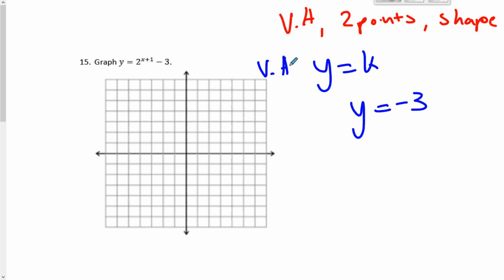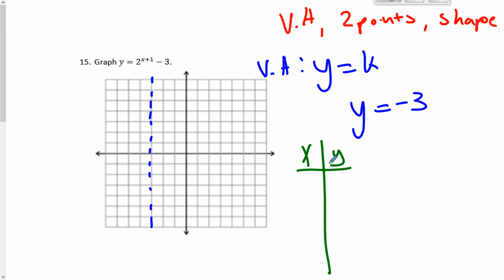So -3, 1, 2, 3. Put that in there. Now we just need our 2 points. So for 2 points, we can just make an xy table. What are some good x's to pick? You can pick any x you want to, but sometimes we want to pick x's so that our exponent will be both 0 and 1.